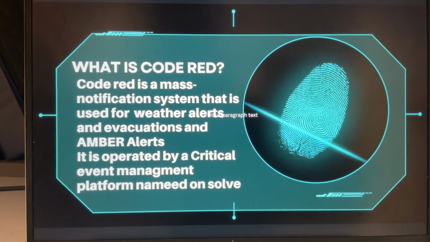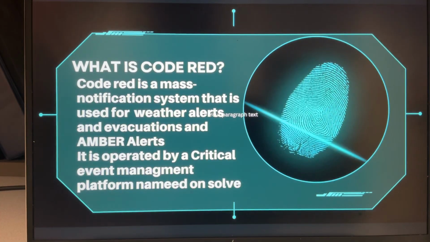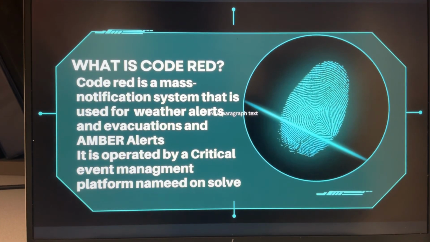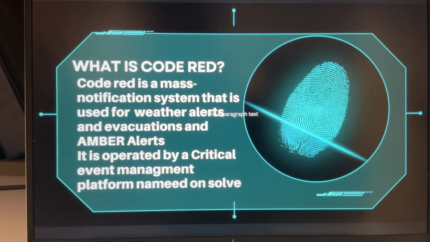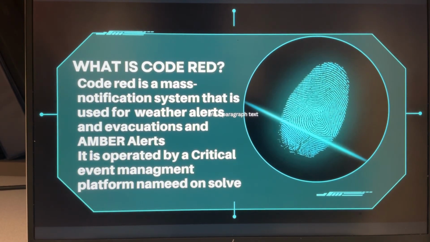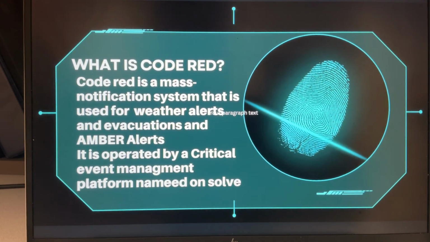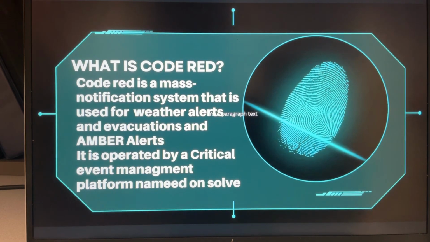Code Red is a mass notification system that is used for weather alerts and Amber alerts. So when you get that notification on your phone, it's real loud. That's the Amber Alert, and that's this Code Red mass notification system on your phone. There are certain other devices it can be used for, but mostly iPhones and handheld devices like that.